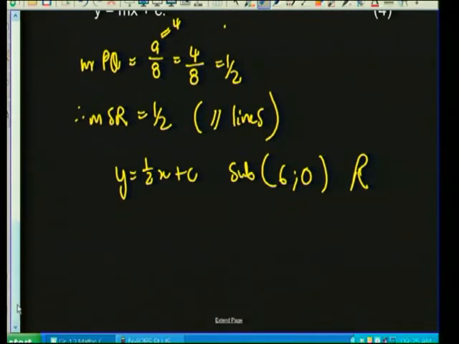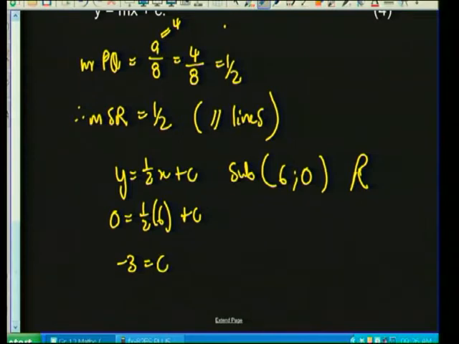Now, there are many different ways in which teachers will teach solving the equation of the straight line. Some will use y minus y1 equals m times x minus x1. I'm just going to substitute the point into this basic form of the equation. So y is 0, x is going to be 6, and then I'll just go and solve for c. So half of 6 is 3, and when I take it over, I've got negative 3 is equal to c.